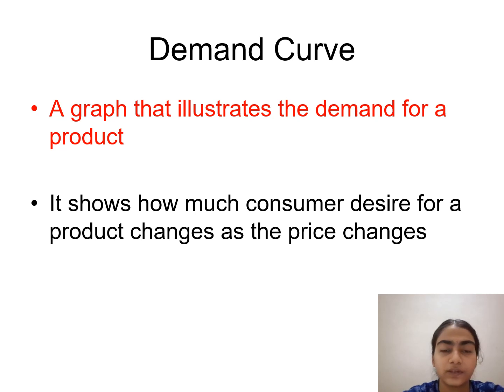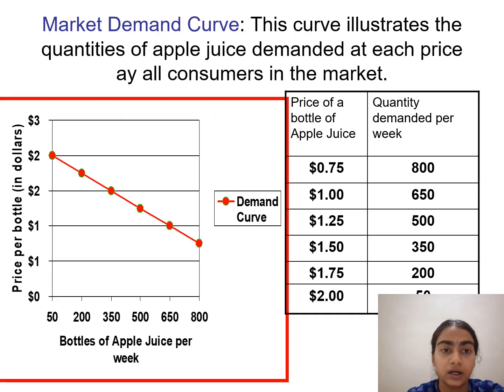And now we are going to see the demand curve, a graph that illustrates the demand for a product, and it shows how much a consumer's desire for a product changes as the price changes. This is an example of a demand curve. This curve illustrates the quantities of apple juice demanded at each price by all the consumers in the market. This is the price of a bottle of apple juice, and this is the quantity demanded per week. And this is the curve which illustrates the demand curve.